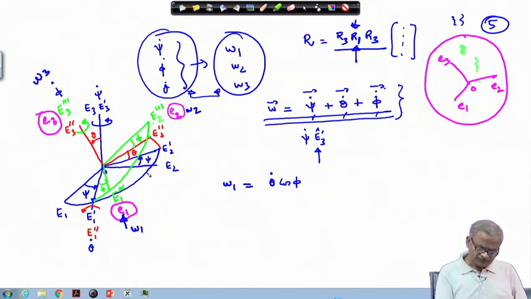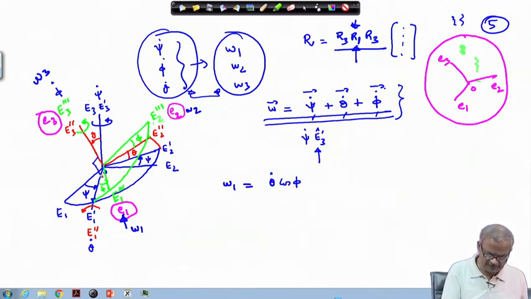Now, phi dot is along this direction. So, this vector and this vector are perpendicular to each other and will have no component, because you can see that this vector has been rotated about this line. So, this vector from here to here remains perpendicular, this angle is 90 degrees. So, phi dot will not have any component along this direction.